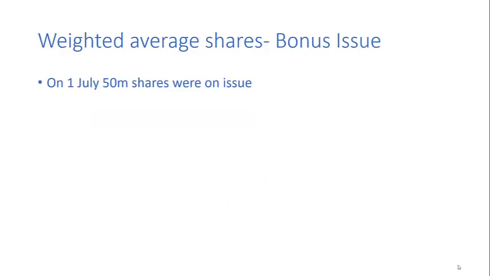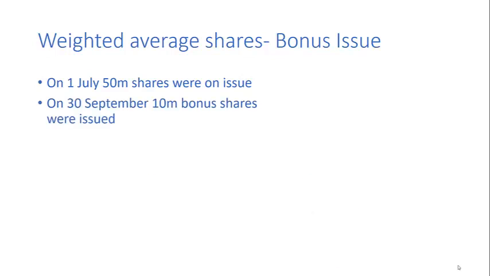What about if there's a bonus issue or shares which are issued for free? Now the issue here is that it's really just a change in the number of shares, and it's not really a significant or material change. So what we do is we treat any bonus shares issued as having been issued as from the beginning of the period. So if we had 50 million shares on issue at the beginning of the year, and on the 30th of September we issued an extra 10 million bonus shares, what we'd say is that we've had 50 million shares on issue for the whole year, and the bonus shares we treat as having been issued for the whole year, and so we have a weighted average number of shares of 60 million shares.